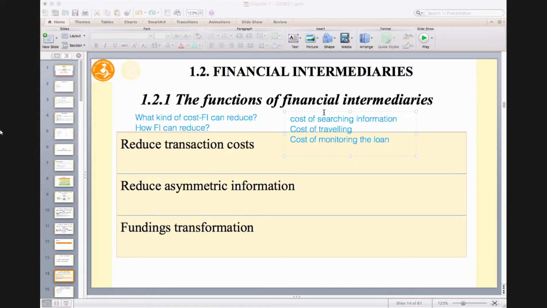So the second question: how can the financial intermediary reduce the cost of searching information? Do the banks or financial intermediaries have to search information about their customer? When they give a loan to the customer, they have to search information, but how can they reduce it?